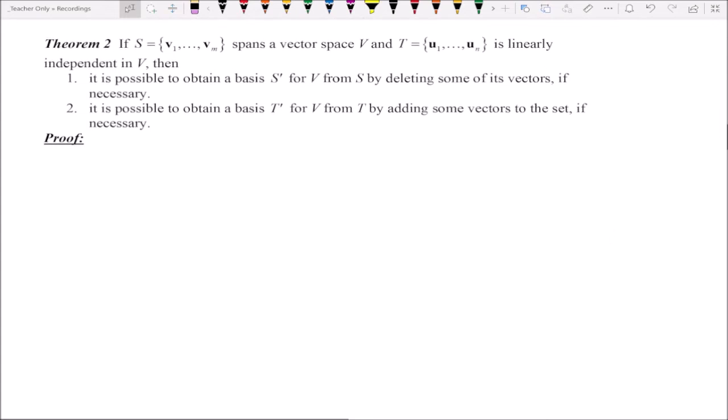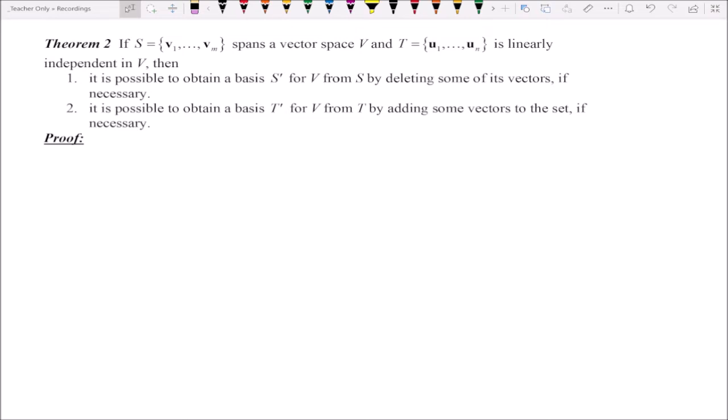Our next property: if S spans a vector space V and T is linearly independent in V, then the following two statements are true. First, it is possible to obtain a basis S prime for V from S simply by deleting some of its vectors if necessary. Second, it is possible to obtain a basis T prime for V from T simply by adding some vectors to the set if necessary. Right?